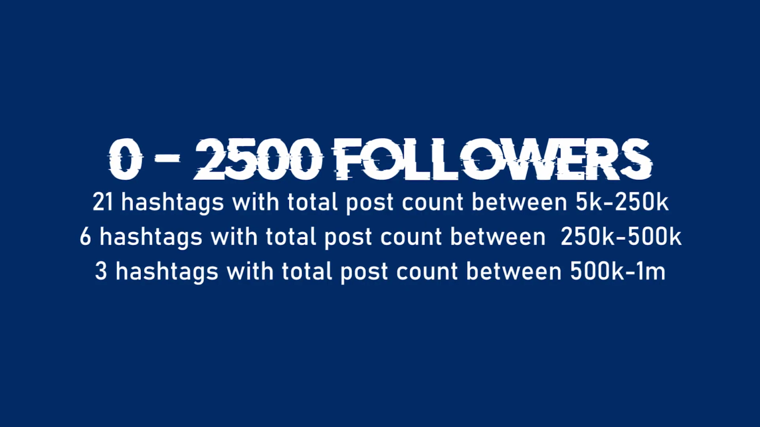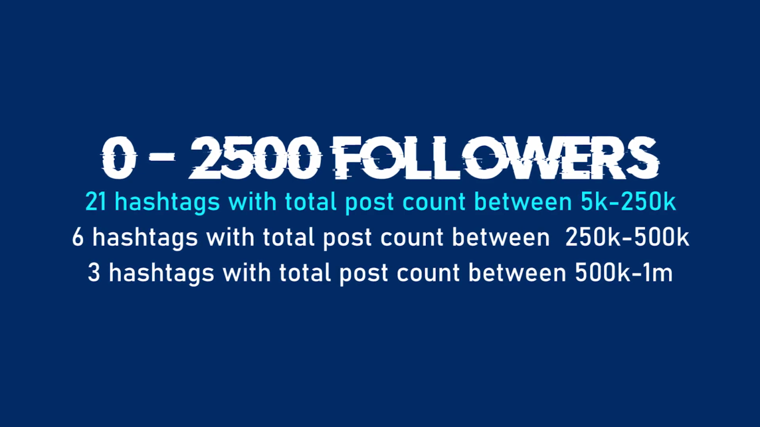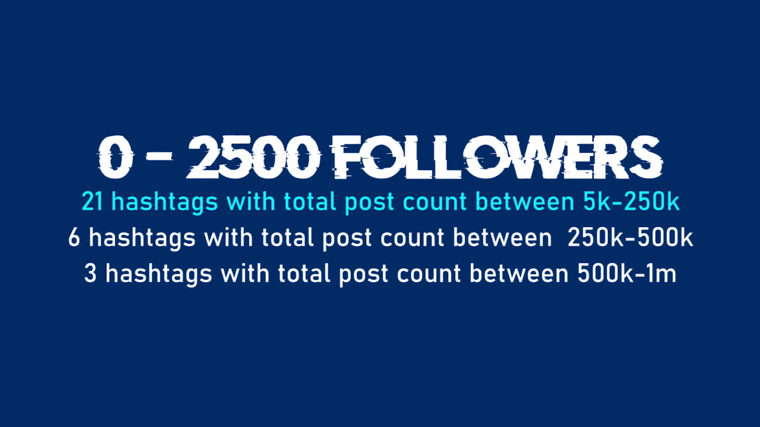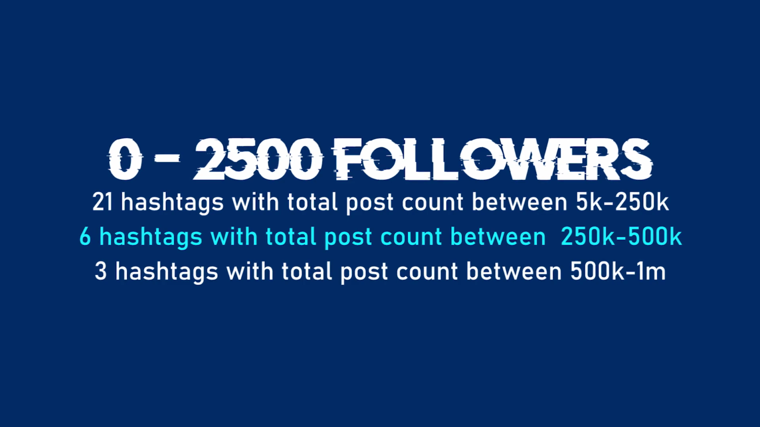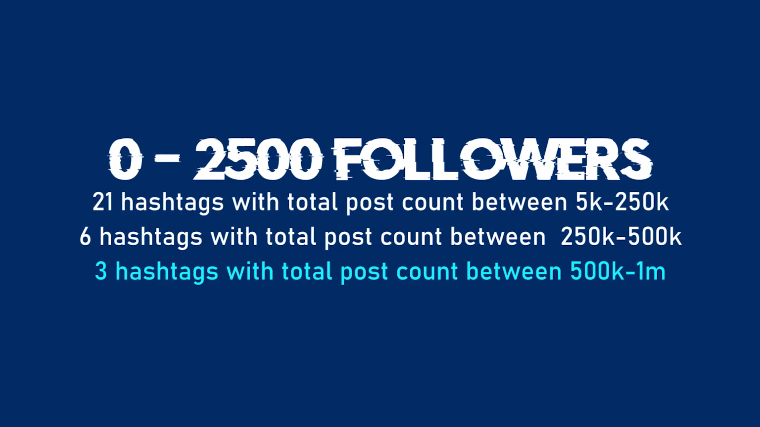If your account has between 0 and 2,500 followers, you need to use 21 hashtags out of the 30 with a post count between 5,000 and 250k posts in each of those 21 hashtags. Then another 6 hashtags need to be between 250k posts and 500k posts. And 3 more need to be between 500k and 1 million posts. I hope that made sense.